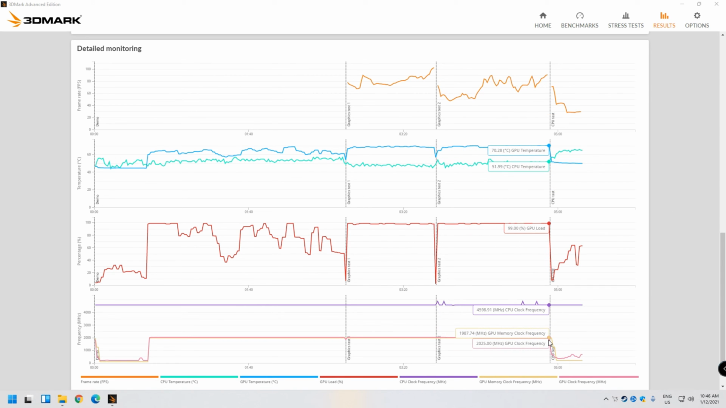And then you've got the percentage and the frequency. The percentage is basically just showing the actual GPU load. So you can see during test one and two, there was pretty much 99% load. And then on the frequency, you can see it's basically a carbon copy of what we saw up in the summary further up. So, look, I'm happy with that.